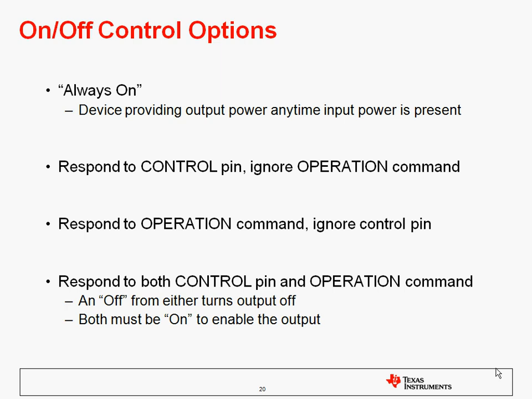On-off control is also very flexible. There are devices that are always on, so basically anytime input power is there, the device is turned on. And then multiple devices can be used with either a soft control pin to turn it on and off, or a hardwired pin to turn it on and off. Some devices can be programmed to accept either or only one of the above options.